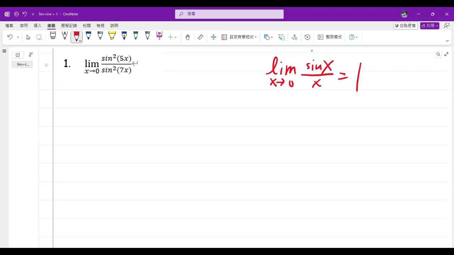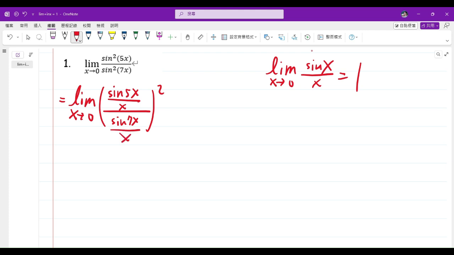So how can we do this? We're going to divide by x, both the top and the bottom. So that equals the limit as x approaches 0 of, actually that square we can take out, so square, okay? Sine 5x over x, and then sine 7x over x. Now this part looks more like this, right? But this is x and x. But what do we have? We have 5x and x.